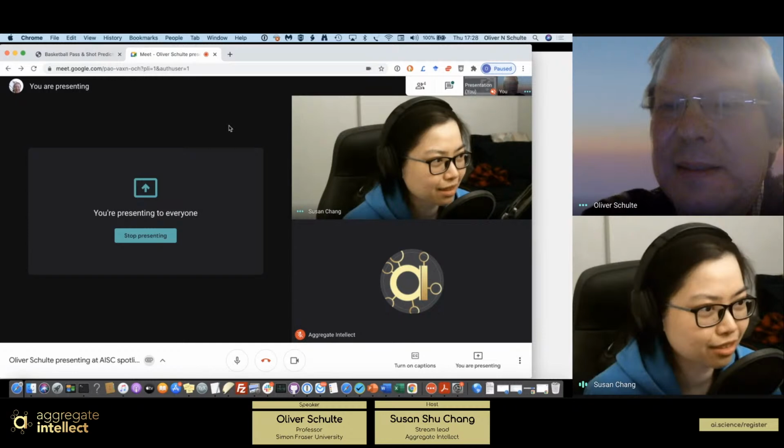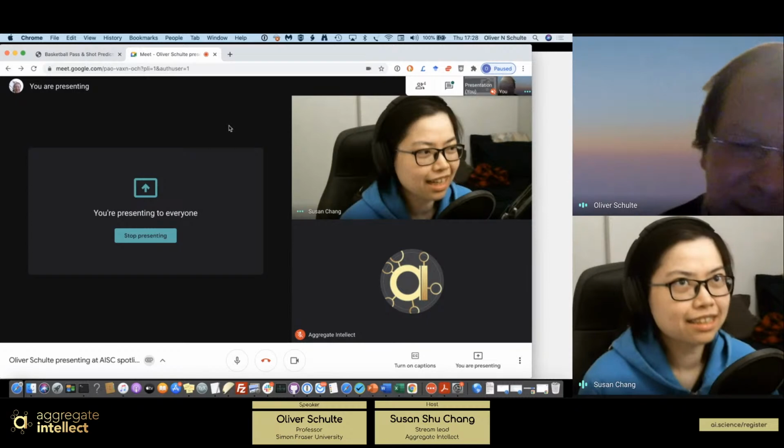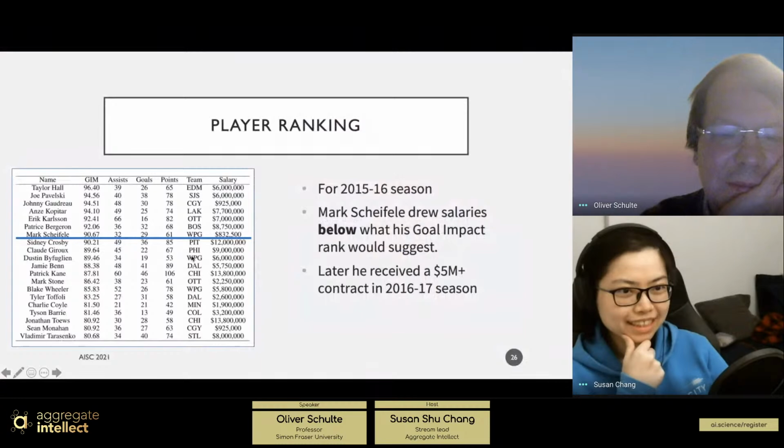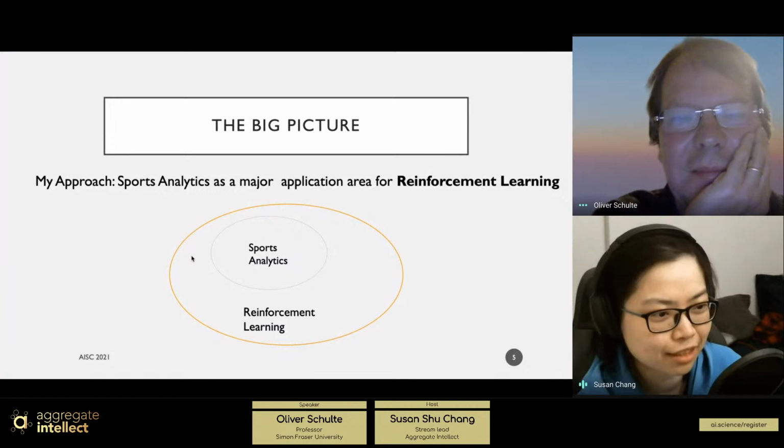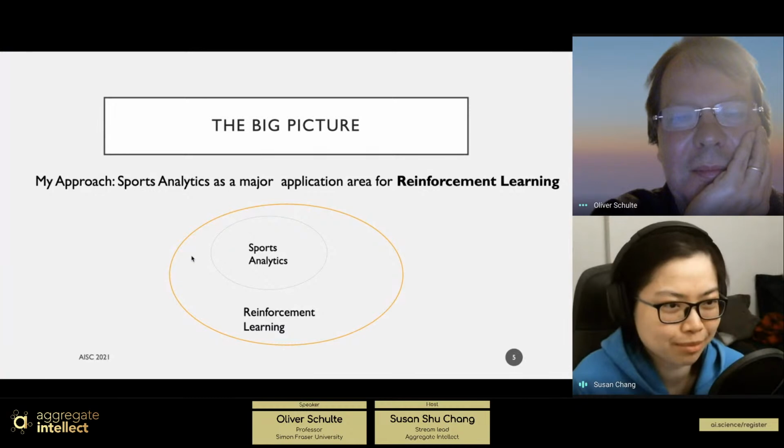I think, okay, we'll have just one last question actually. You had a slide, which I think had this Venn diagram. You had sports analytics within reinforcement learning. Have you heard from people who might not agree with this, or mention some sort of counterexample? Can you elaborate on this? Do you hear that from people?